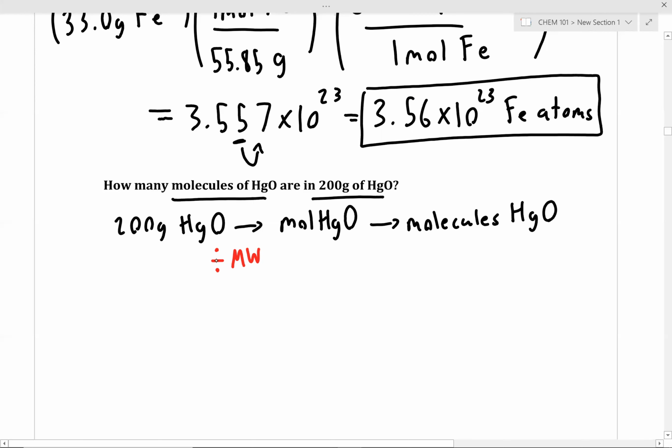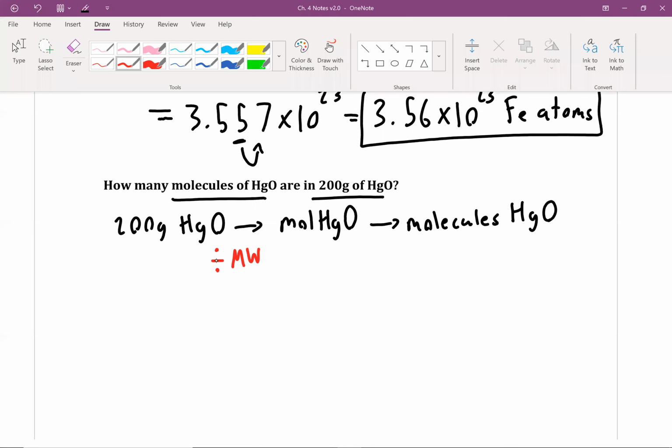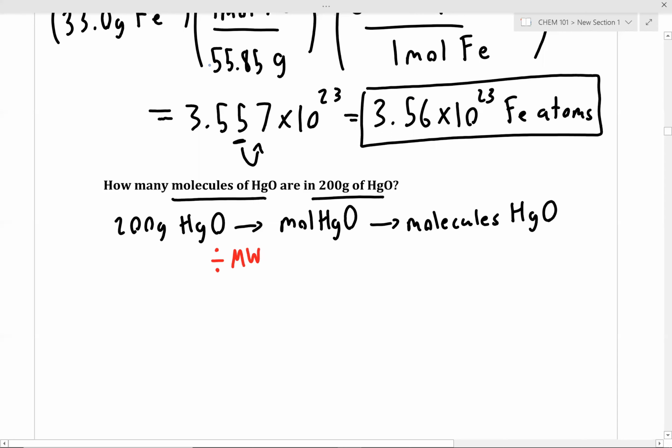To go from moles to molecules, what conversion factor will we use? Moles to molecules. Avogadro's number. And we're going to multiply by Avogadro's number. Think of it as going from moles to particles. Avogadro's number is a tool to count and describe large numbers of particles.